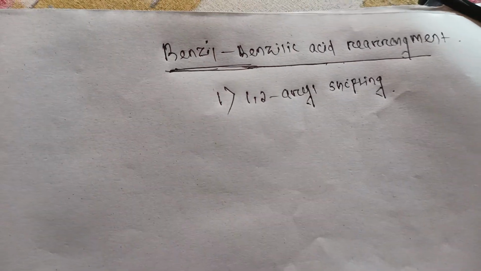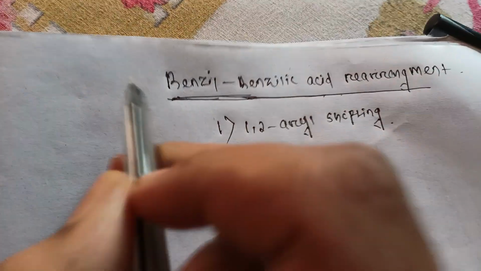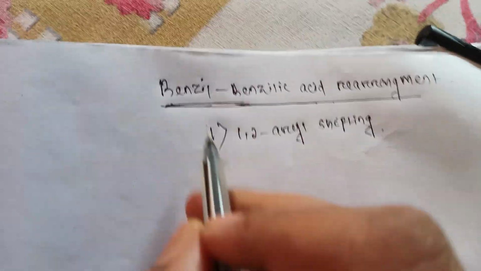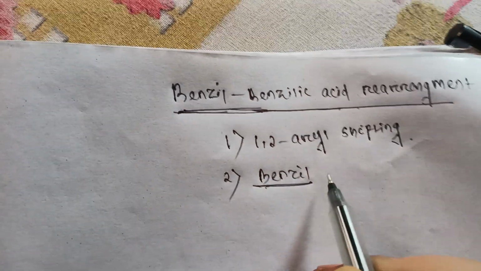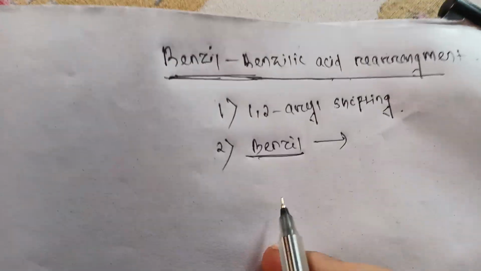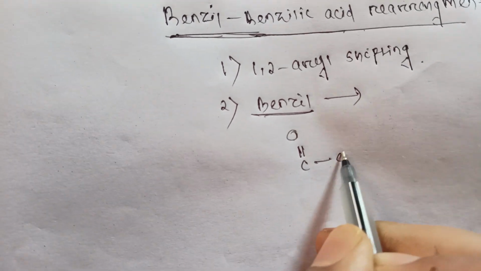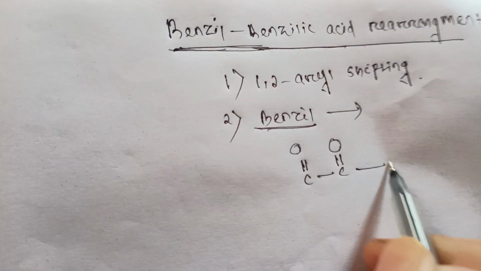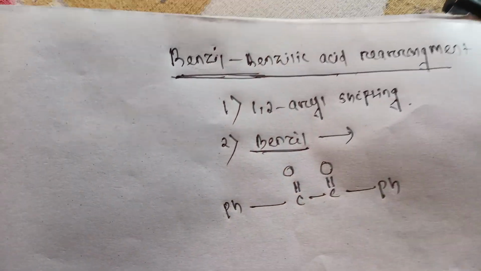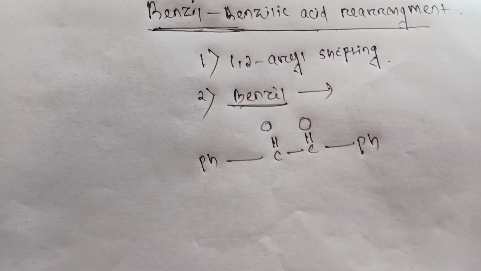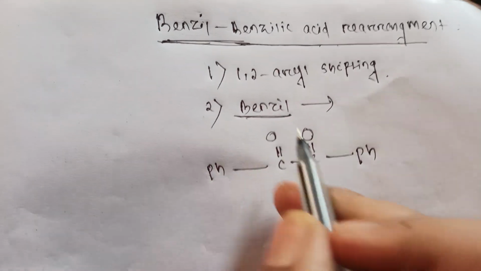Now this is the first point, talking about the starting material, that is benzil. So the structure of benzil is like this: C double bond O, C double bond O. Here it is a phenyl ring, here it is another phenyl ring. I have written the structure of phenyl like this. So this is called benzil.